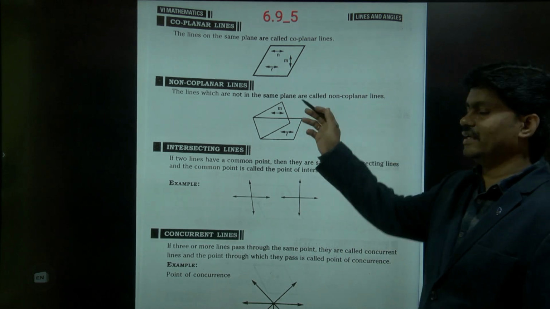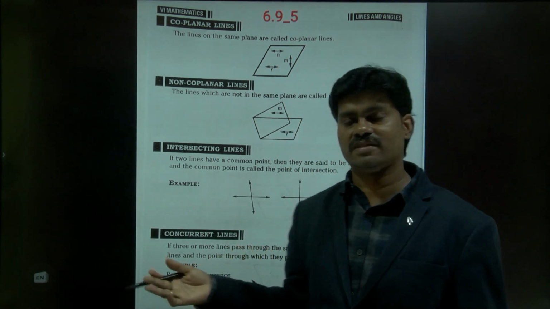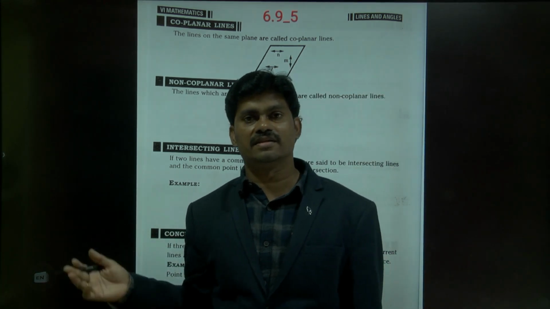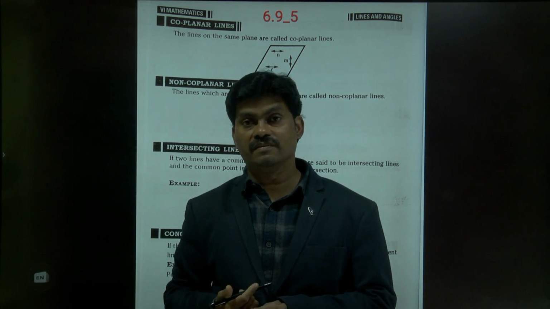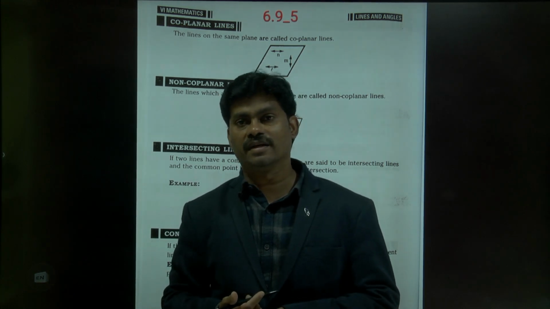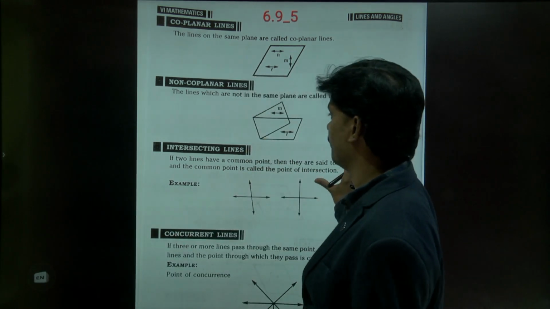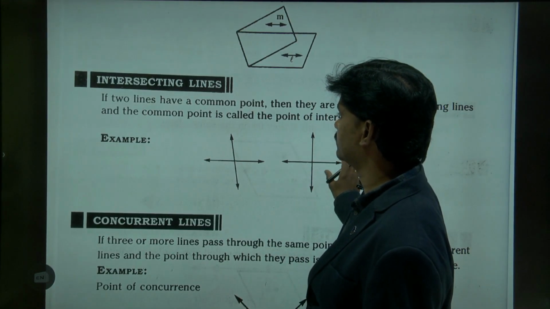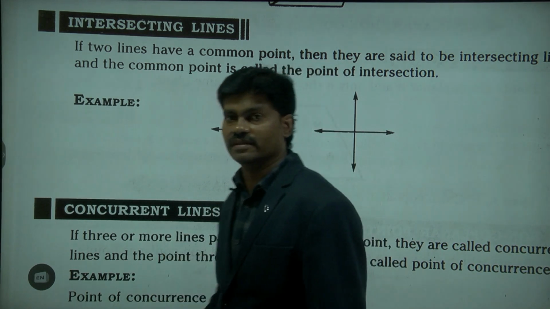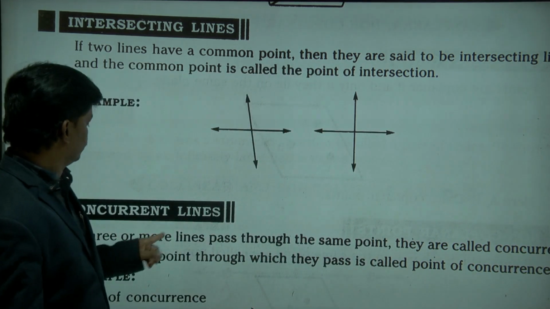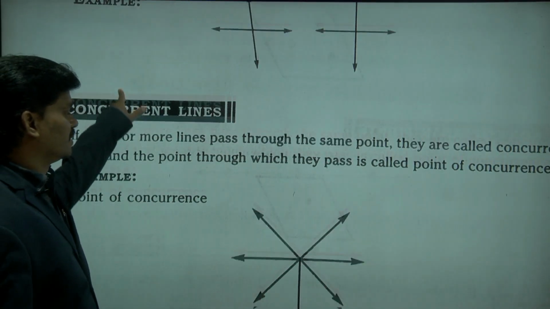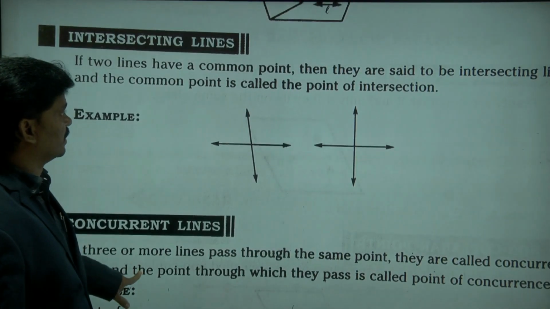And coplanar lines. For points and lines, the idea is the same. If points lie on the same plane, they are coplanar points. If lines lie on the same plane, they are coplanar lines. You can see here. The same one we'll see here. Please check.